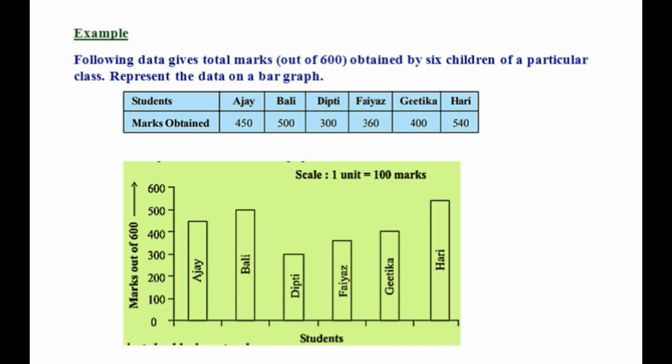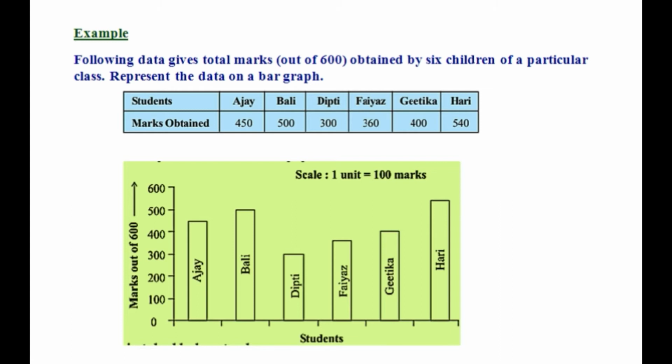Next box you leave blank. Then you draw the bar up to 400. The next unit you leave. Then you draw up to 540. So like this you can easily draw the bar graph.